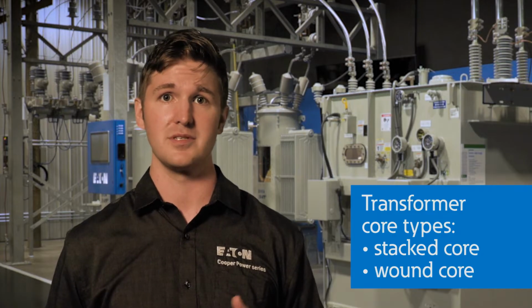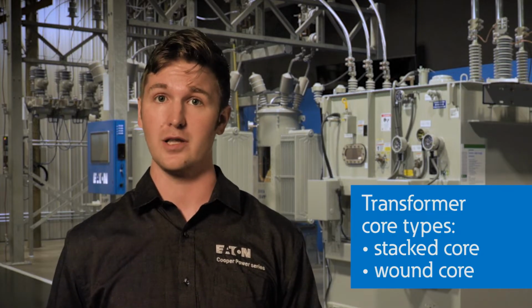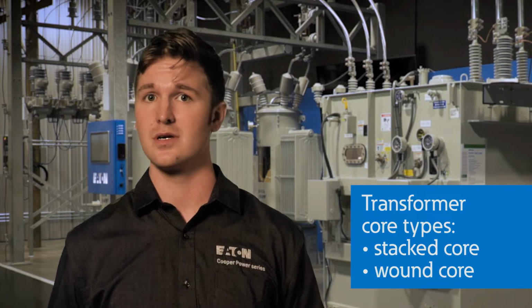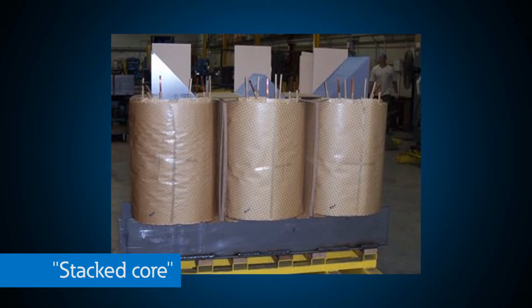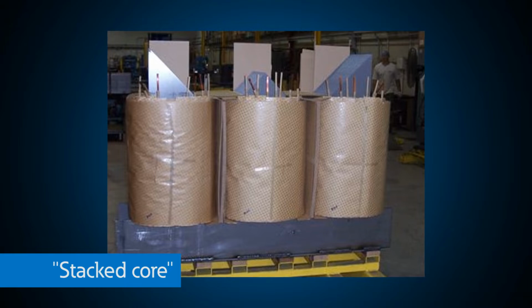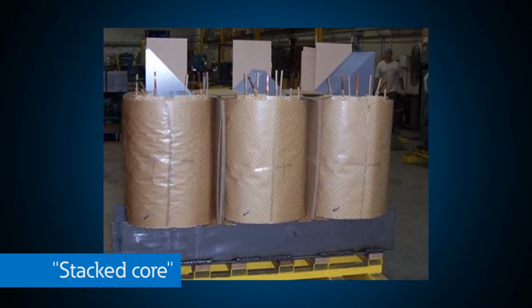Transformer cores come in several shapes and sizes, but can broadly be categorized into two groups: stacked core and wound core. Stacked cores most often feature three legs and are made of silicon steel laminations. These are typically used on larger transformer designs that feature at least one delta connection.